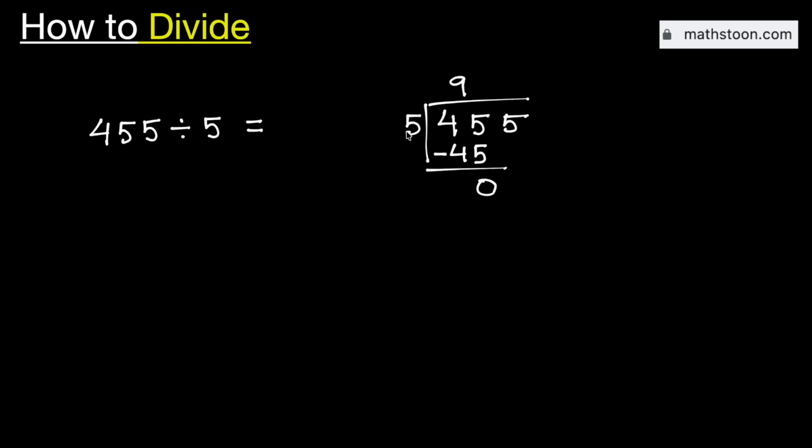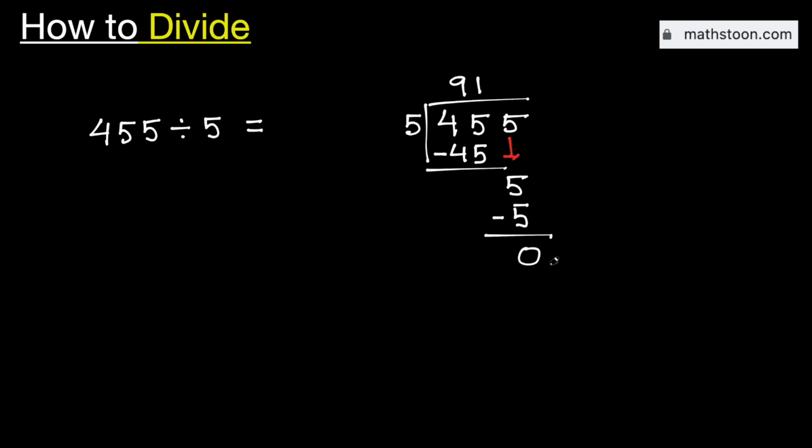Now 0 is less than 5, that is why we will bring down this number 5 here. Now see that this is the number 5. So we will remove this 0. And we know that 5 times 1 is 5. Subtract, we get a 0.